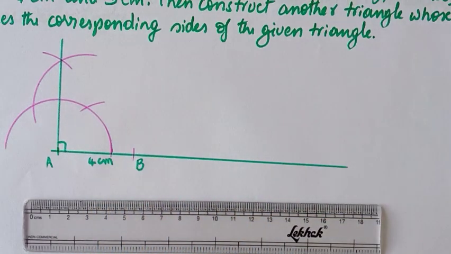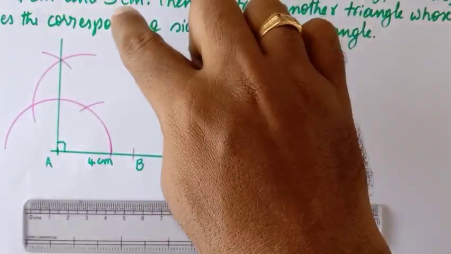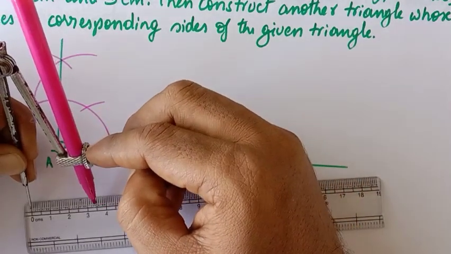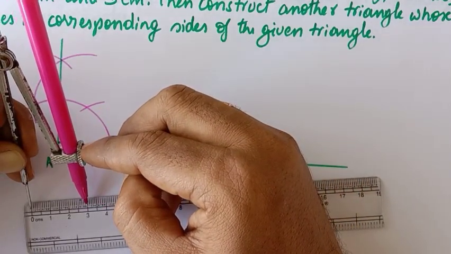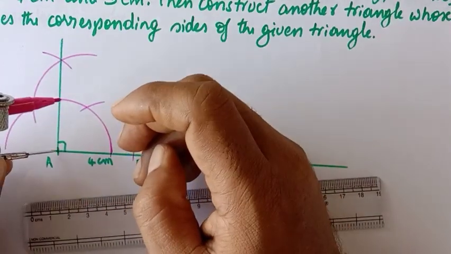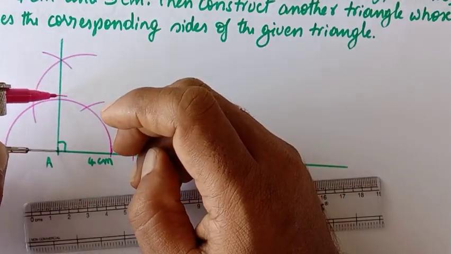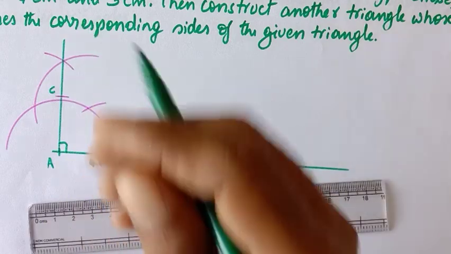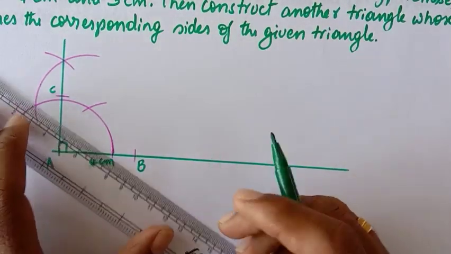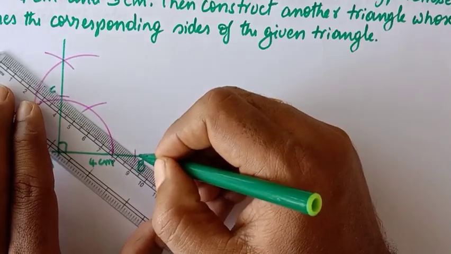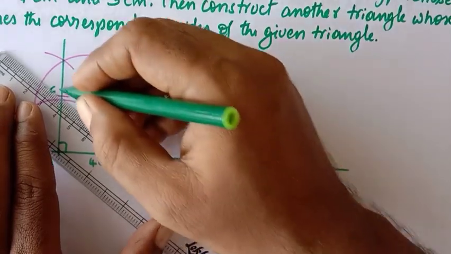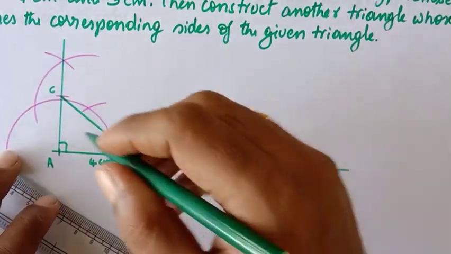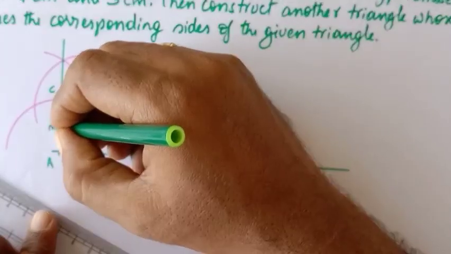Now, we want a 3 centimeter AC. We will adjust it to 3 centimeter. We got here point C. This point is called C. And now let me join these 2 points B and C. The point B and point C. So this is 3 centimeter.